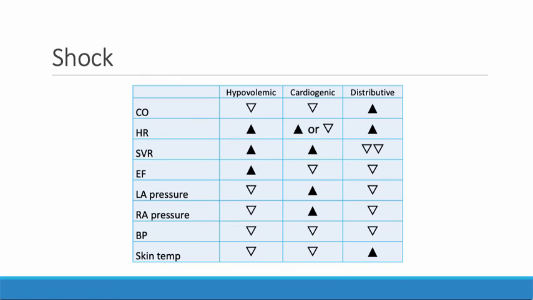All right. There are three major classifications of shock. We have hypovolemic shock, which causes a decreased cardiac output, increase in heart rate, increase in SVR because the vessels are clamping down, trying to increase the blood pressure. We may see a normal ejection fraction. But hypovolemia is one type. So you could be bleeding to death. You could be over-diuresed or whatever. You're hypovolemic.